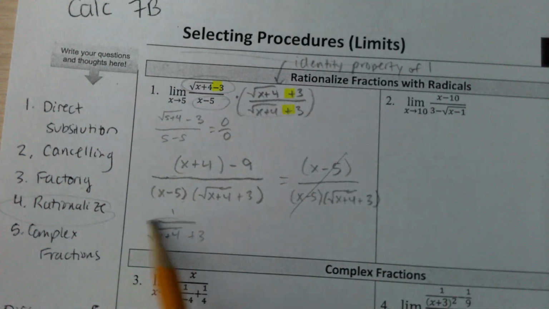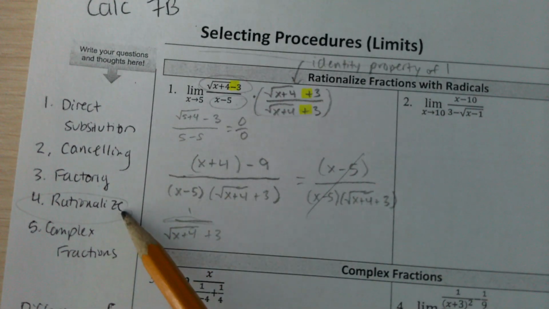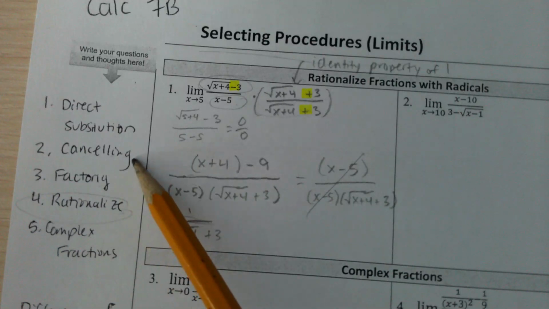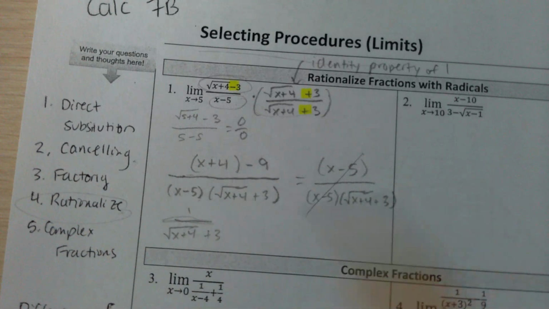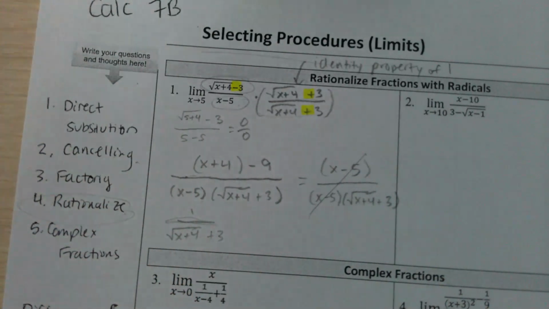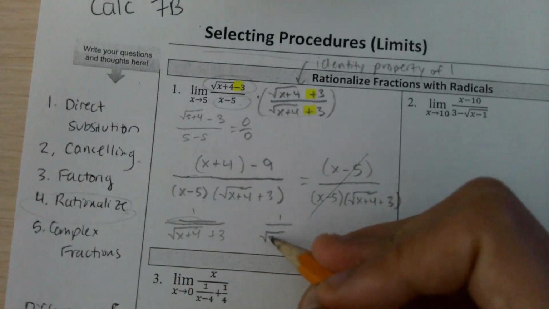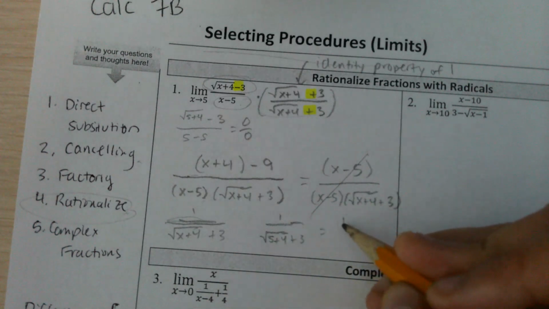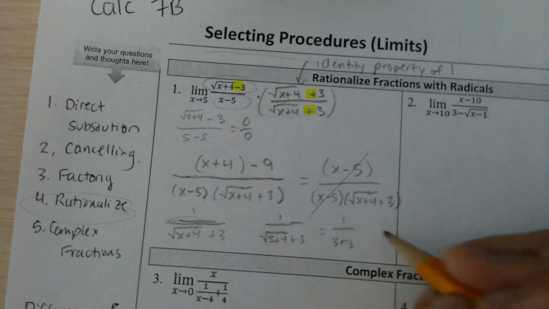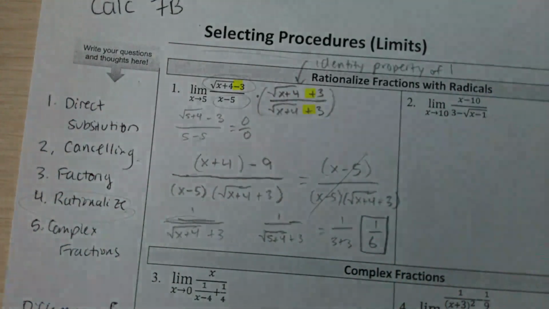Now, whenever you're doing these, you want to go back and see what we can do. So we rationalized, and then we went to canceling, and now let's try direct substitution. We're trying to get to the point where we can do direct substitution. So we have to do all these things in different orders. Here, if I plug in 5, I get 1 over the square root of 5 plus 4 plus 3. And that is 1 over 3 plus 3, or 1 over 6. And I'm going to highlight where this 5 is coming from.